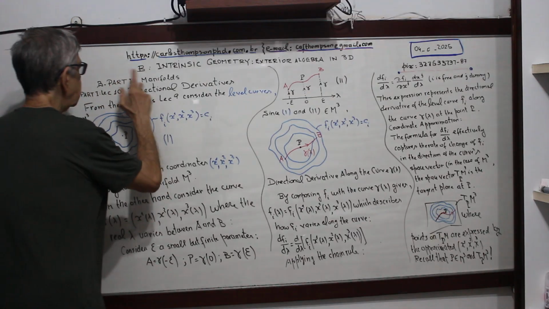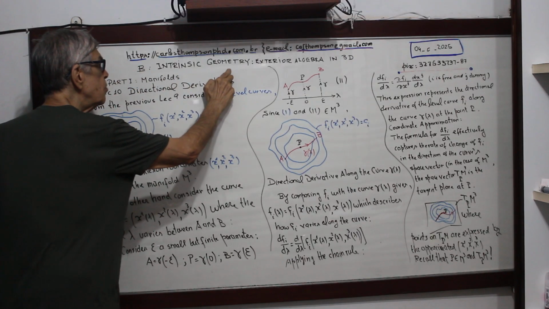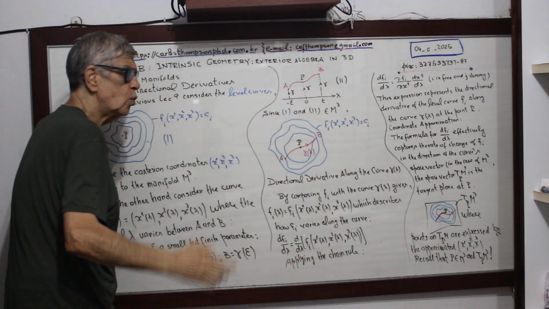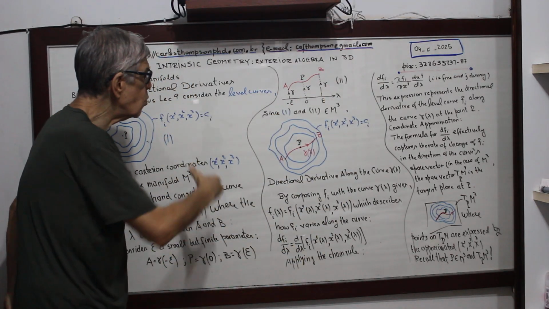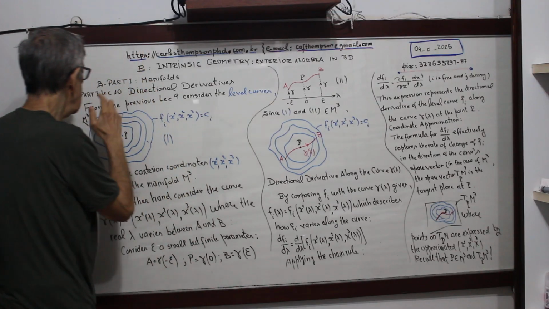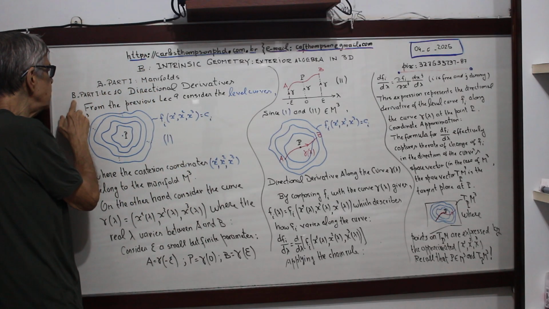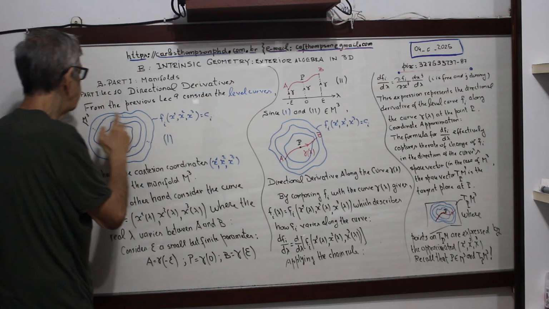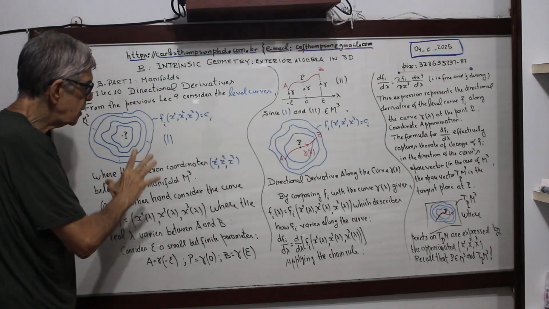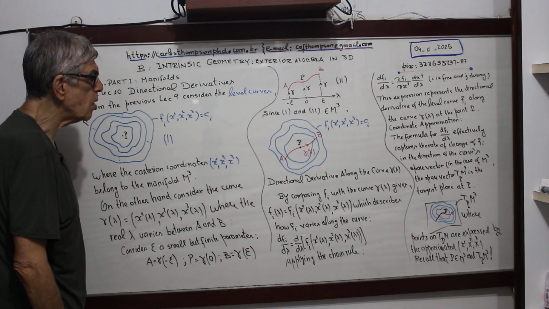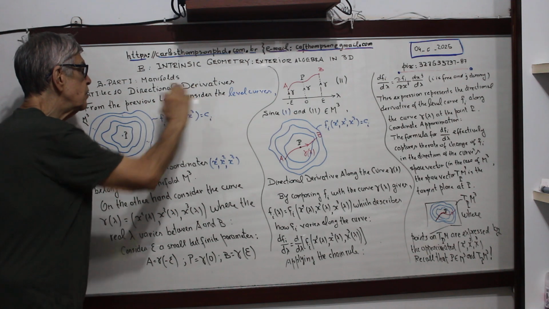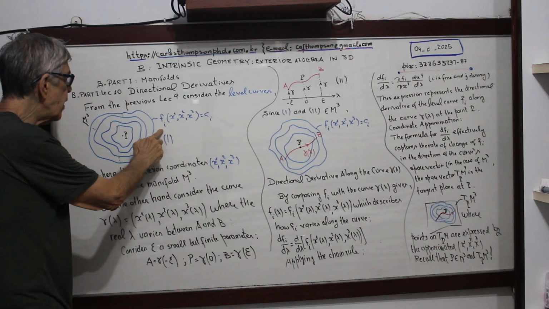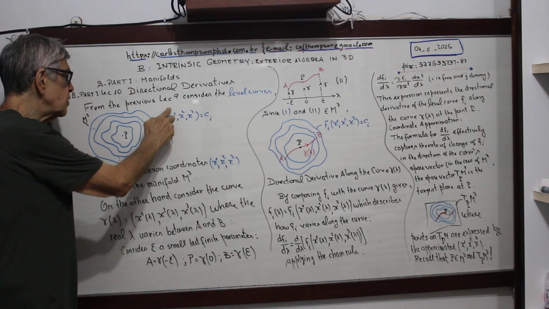Item B, intrinsic geometry, exterior algebra in 3 dimensions. It could be any dimension, okay? We are working in 3 dimensions. So item B, part 1, lecture 10, directional derivatives. In this lecture, we will talk about the directional derivative involving these functions f_i from the previous lecture 9.